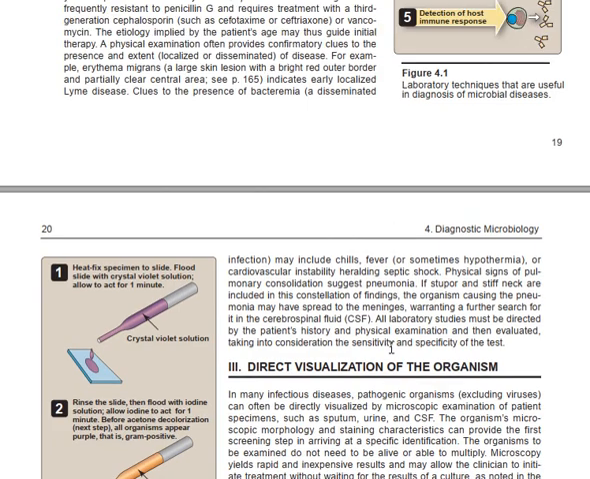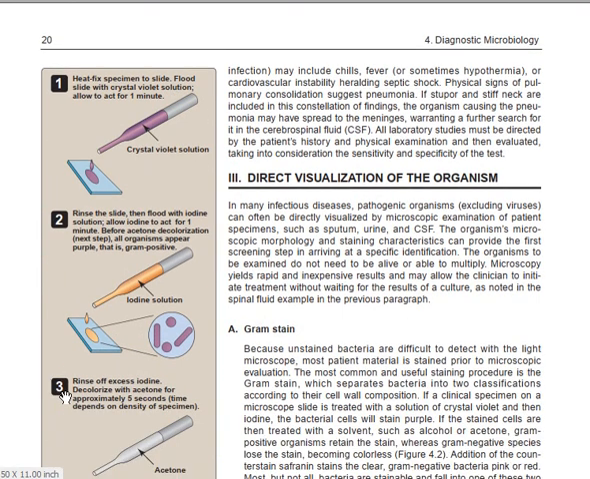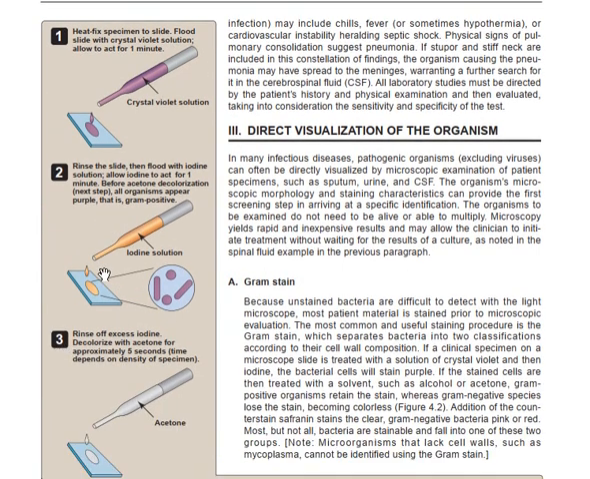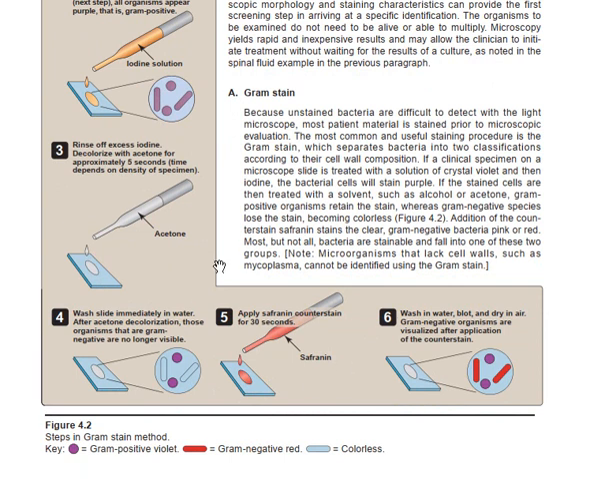Let me go over it once again. You first start by heat fixing the microorganism specimen on the slide. After that you apply crystal violet for 1 minute. The next thing is to rinse and then apply the iodine solution. After applying the iodine solution, now apply acetone solution to decolorize all the gram-negative bacteria. After decolorizing them, you apply safranin for 30 seconds.